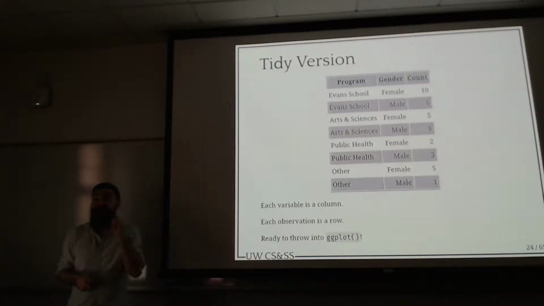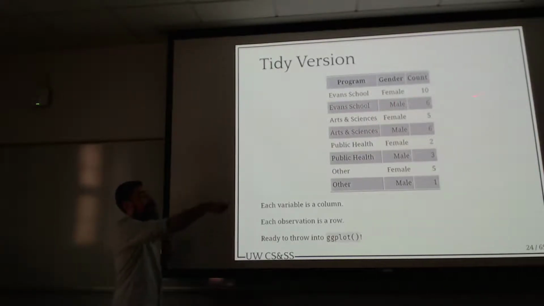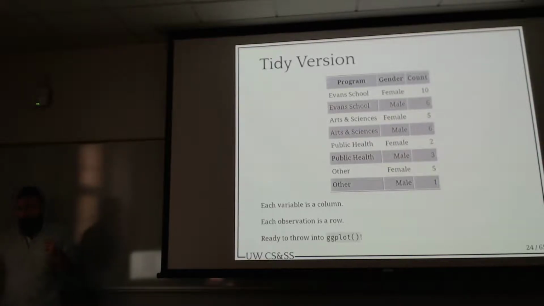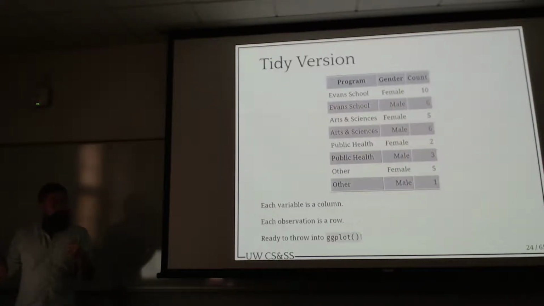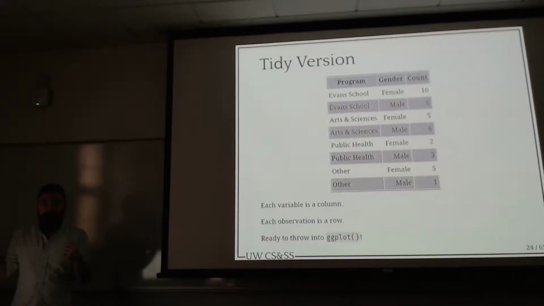You could do something like make a plot where you grouped by Evans School or something like that, color-coded things by male and female, and then the counts would be maybe your Y variable. This can go straight into ggplot. Okay, does that make sense, the difference between these? This is what's referred to as long data. This is what is referred to as wide data. Okay? We will dwell on this far too much today.